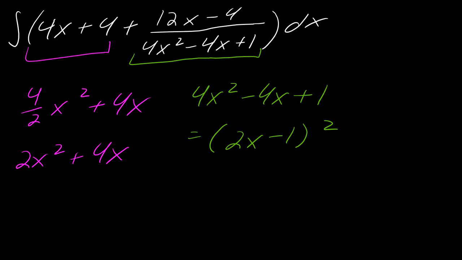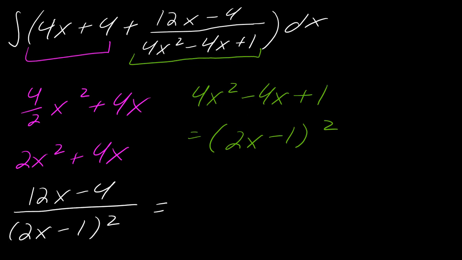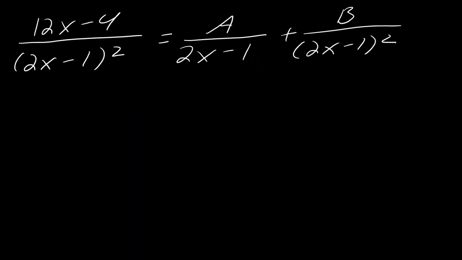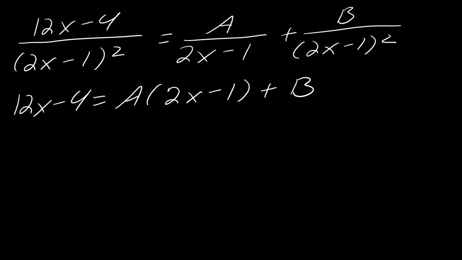So I'm going to set up partial fractions. Let's take 12x minus 4 over 2x minus 1 squared. What are my partial fractions going to look like? Well, these are linear factors, so this will be A over 2x minus 1 plus B over 2x minus 1 squared. That's what I need to solve. I'm going to multiply this denominator times each fraction. So I've got 12x minus 4 equals A times 2x minus 1 plus B. Easy partial fractions, which is nice.